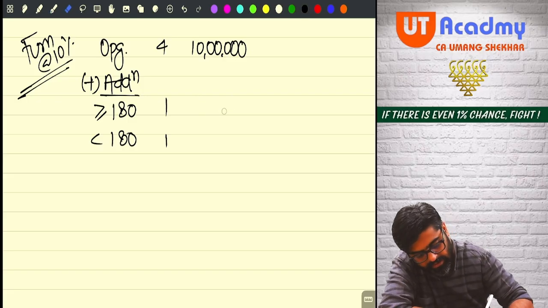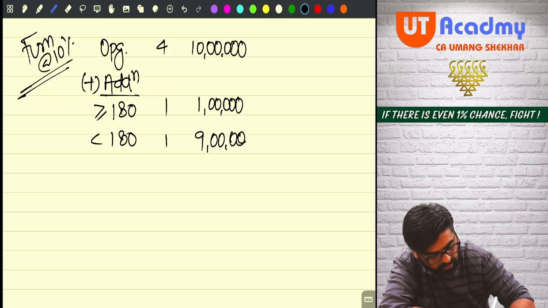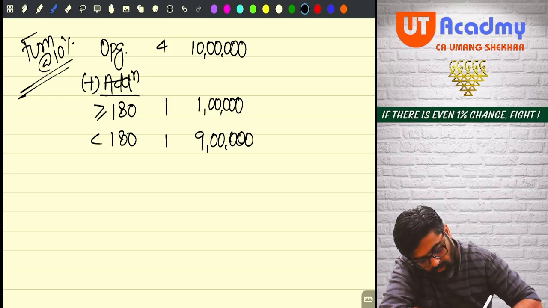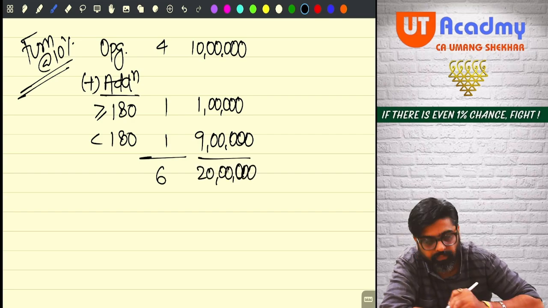Not 5 lakh, let's take 1 lakh. And the other furniture was 9 lakhs. Possible or not? So how much furniture do I have now? 6 assets, having a value of 20 lakhs.